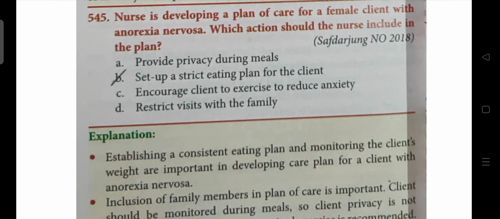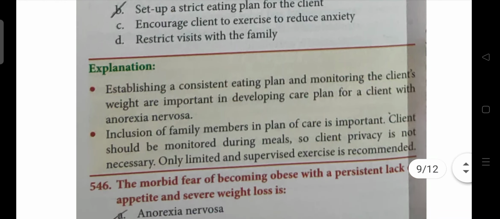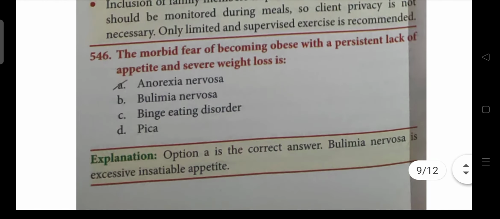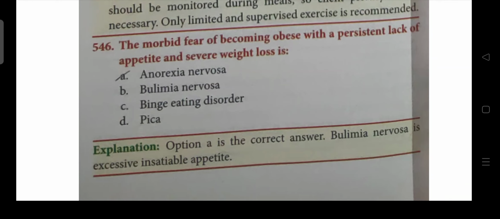Option B হবে set up a strict eating plan for the client. Next, morbid fear of becoming obese with a persistent lack of appetite and severe weight loss is option A হবে anorexia nervosa.